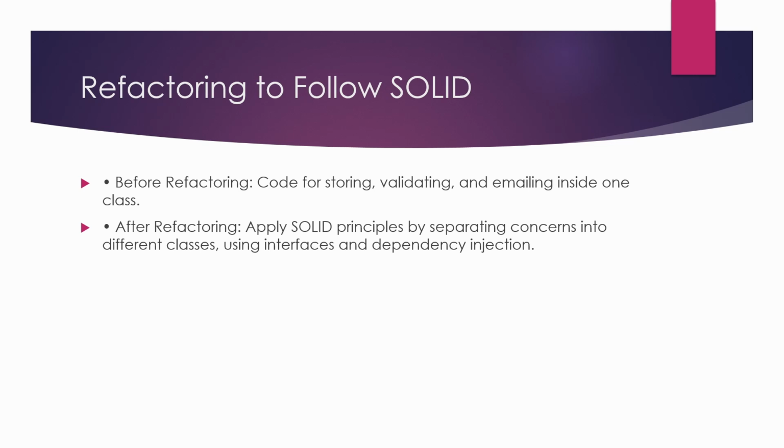Here's how we can refactor the UserManager class to follow SOLID. We will create separate classes for storing user data, validating user data, and sending emails. We will use interfaces to allow easy extension and dependency injection to reduce tight coupling. By doing this, our code will be more modular, flexible, and easier to maintain.